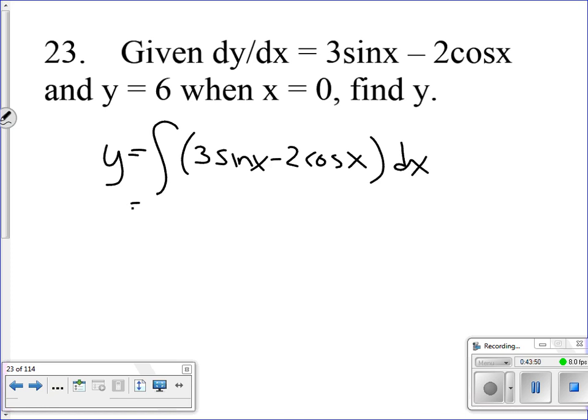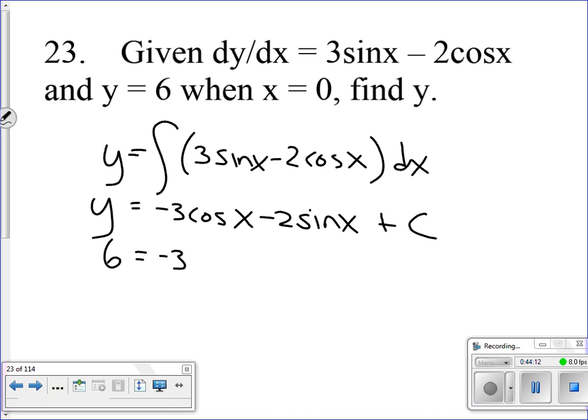So we take the antiderivative. Now remember, the antiderivative of sine is negative cosine, so it would be negative cosine x. The antiderivative of cosine is sine, so minus 2 sine x plus c. Then we use the given point to find c. So we put 6 in for y and 0 in for x.